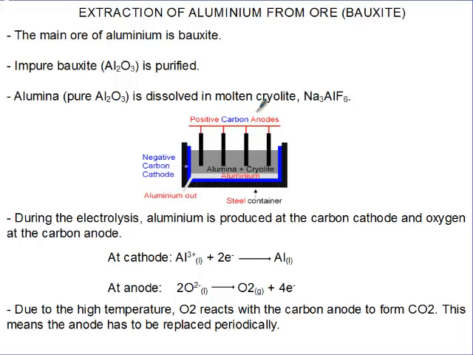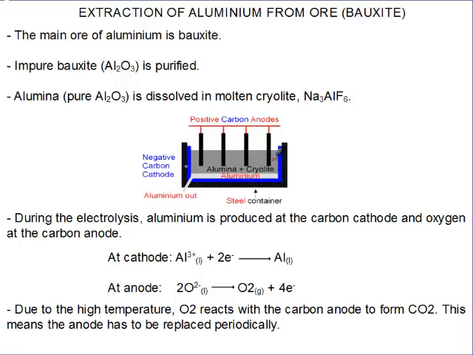It is dissolved in molten cryolite. Now this alumina is dissolved in pure molten cryolite. It is a fused salt. During electrolysis, this is what happens. The cathodes are carbon cathodes. The anodes are carbon anodes. So carbon is used as both the cathode and the anode.